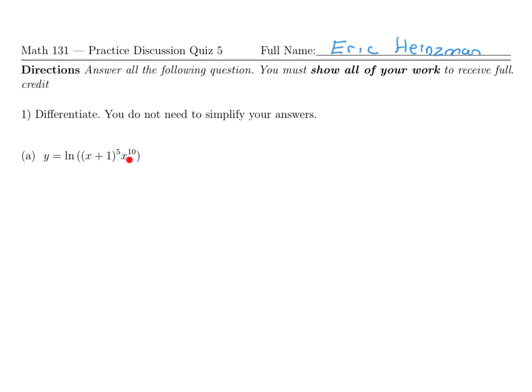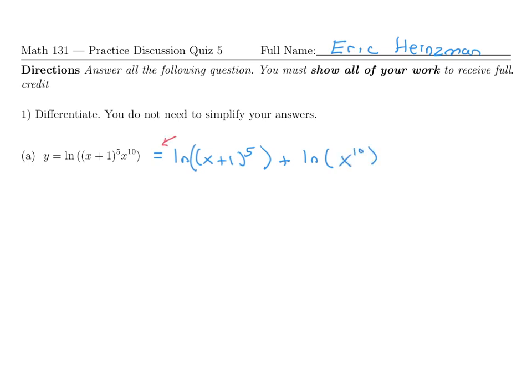Now we have a rule for logarithms, it's 1 over this expression here, but you can also use properties of logarithms to break this apart before differentiating. I'm going to take that approach. This is equal to the natural log of (x + 1)^5 plus the natural log of x^10.